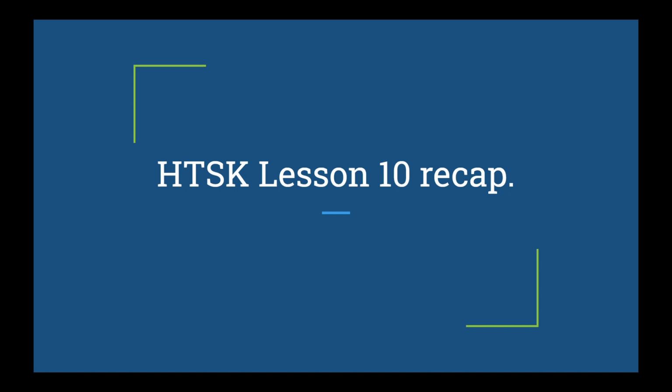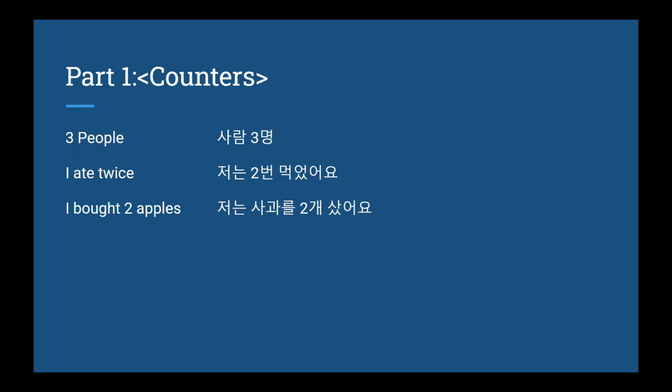This lesson is divided into 4 parts. The first part talks about counters. Whenever you count something in Korean, you actually have to attach a counter to the number. So for example, in 3 people, you'd say 사람 3명. 명 is the counter for people. For actions, I ate twice. 저는 2번 먹었어요. 번 is the counter for an action. And for things, I bought 2 apples. 저는 사과를 2개 샀어요. 개 is the counter for things.